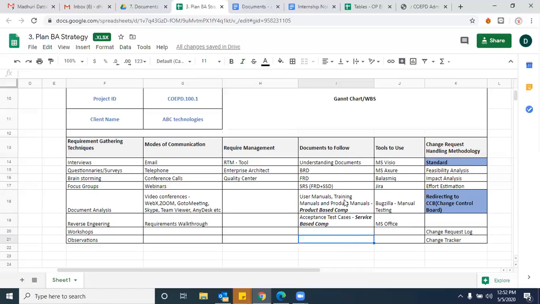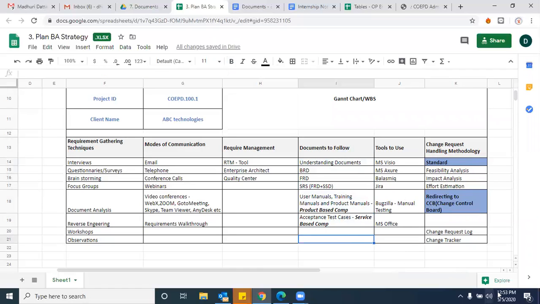What was it, Dilip? The last point? I didn't quite get it. See, these user manuals and training manuals, generally when you are working on a product, those product-based companies require user manuals or training manuals or product manuals, okay? But when it comes to a service-based company, we may not have user manuals or training manuals. We may go with acceptance test cases, which will provide enough knowledge to the client to facilitate UAT. So that's the reason I mentioned these 2 things, okay?